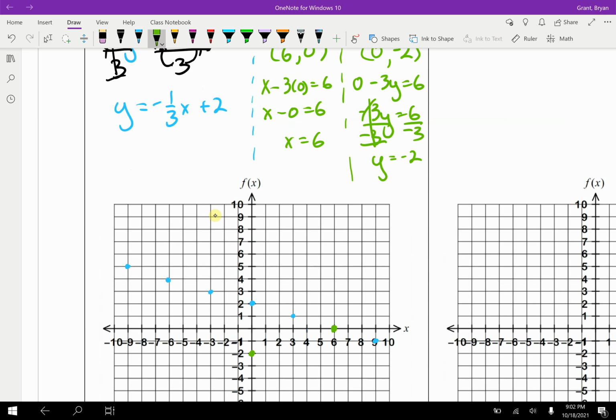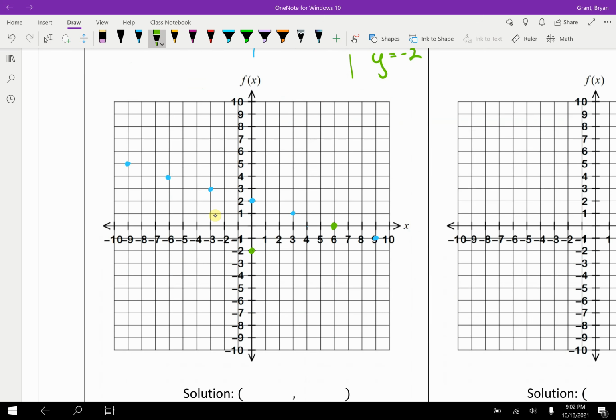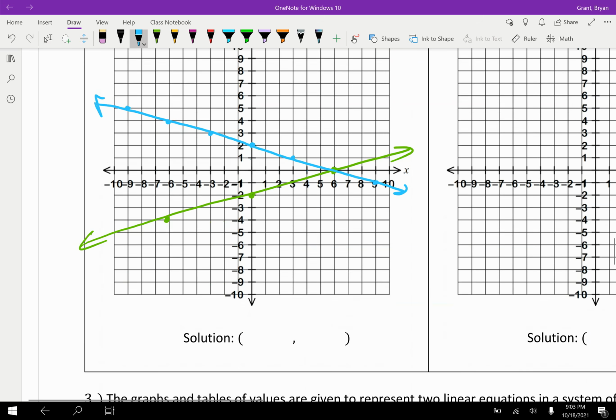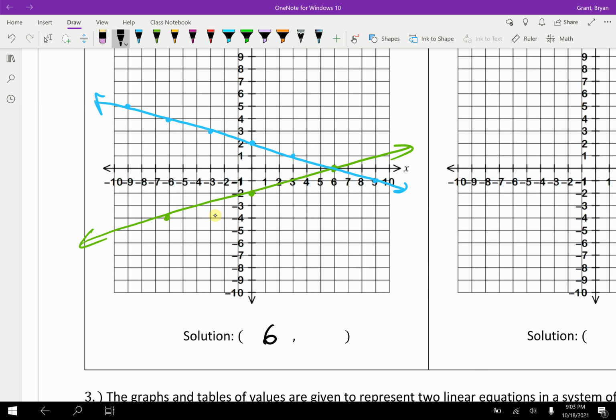You can connect them, or you can even see the slope. Up 2 over 1, 2, 3, 4, 5, 6. So down 2 over 1, 2, 3, 4, 5, 6. Now at least we have an extra point to get a good idea of this line. There's my first, and here is my second. Oops, much too steep. There we go. Looking pretty good. And we should be able to tell that they intersect at the point 6, comma 0.